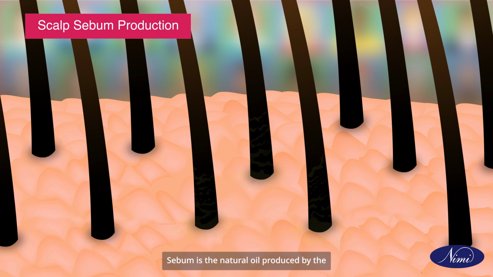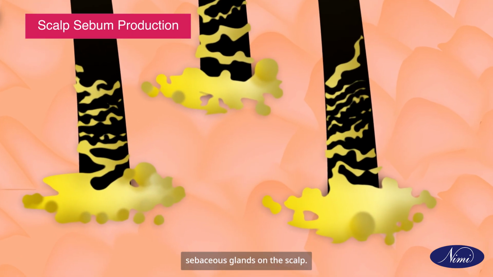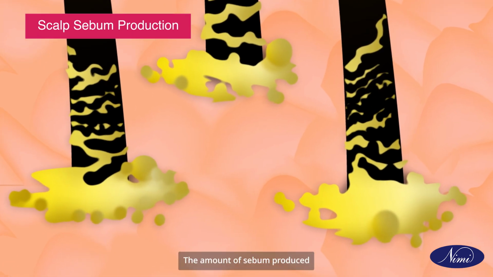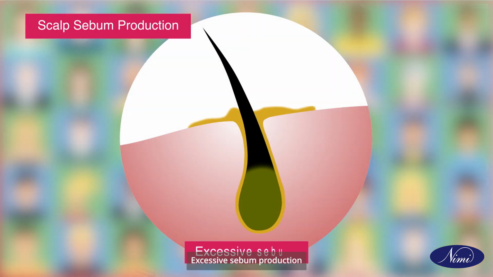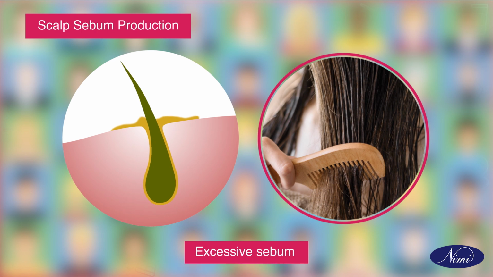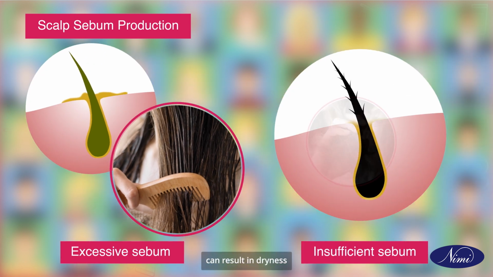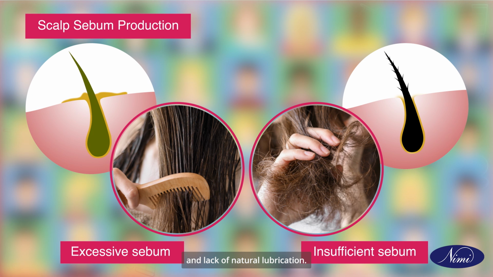Scalp sebum production. Sebum is the natural oil produced by the sebaceous glands on the scalp. The amount of sebum produced affects the hair's oiliness or dryness. Excessive sebum production can make the hair appear greasy, while insufficient sebum can result in dryness and lack of natural lubrication.